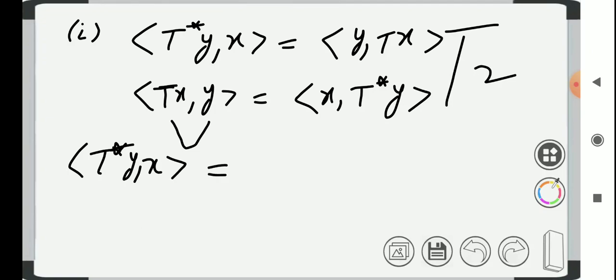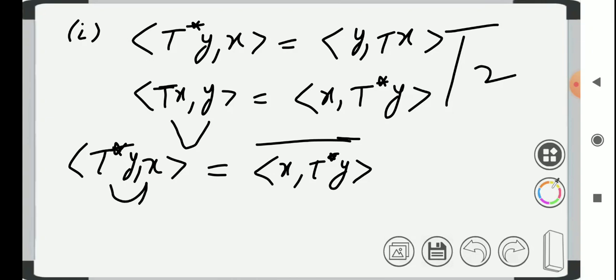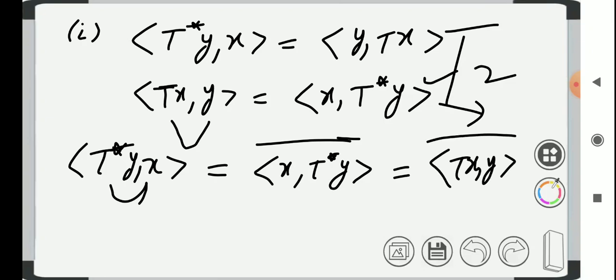which is, if I simply conjugate it by the property of the inner product, it will give me x with T star y conjugate. I simply interchanged these two, then our inner product will get changed by the conjugate. Now by the second property here, inner product of x with T star y should be the same as inner product of Tx with y, which is the same as inner product of Tx with y conjugated, which is the same as, if I simply remove the conjugate, y with Tx.